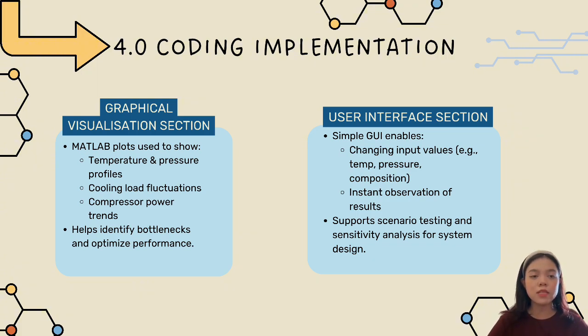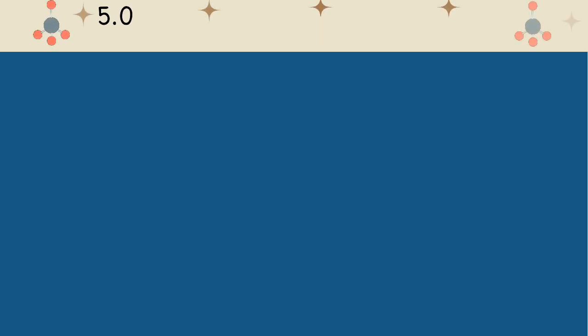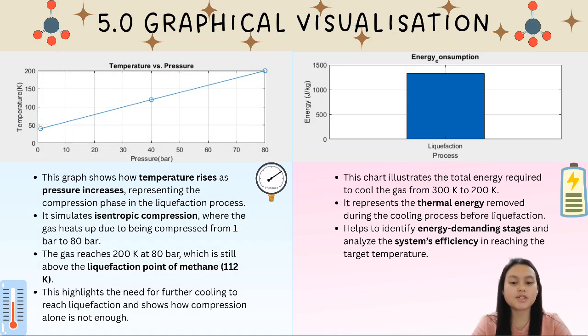Finally, the user interface section provides a simple GUI. This interface allows users to easily change input values like temperature, pressure, and composition, and instantly observe how these changes affect the results. It also supports scenario testing and sensitivity analysis, which is essential for refining system design and improving reliability. Moving on to the next part, which is the graphical visualization.